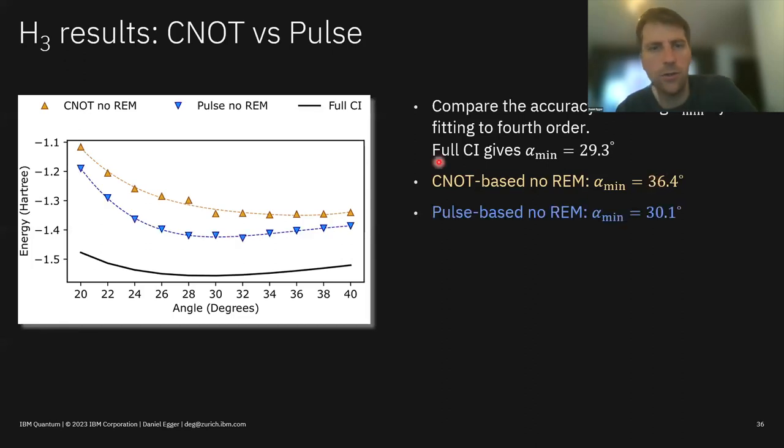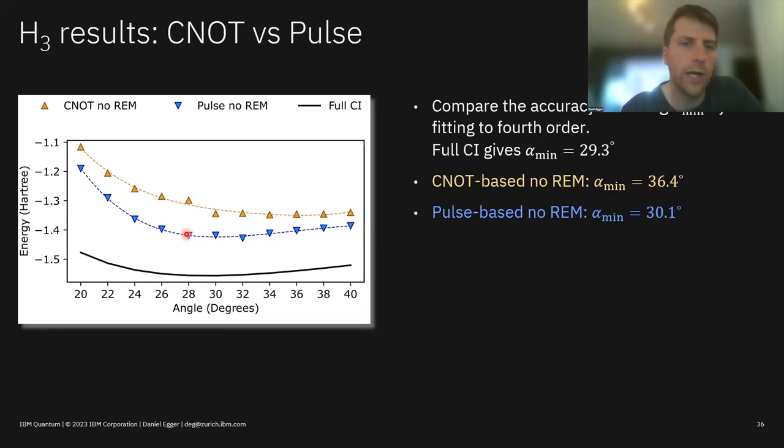Now, let's take a look at the pulse-based version. You can see that this is already better. The curve is closer to the full CI, which is good, and the minimum angle that it reports is 30.1 degrees. So this is a nice improvement.